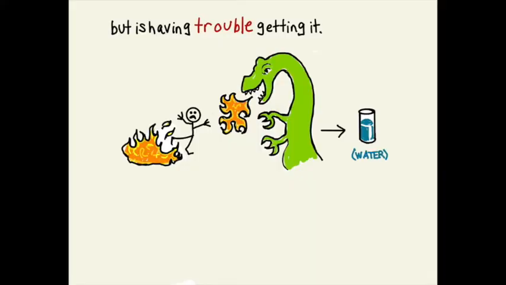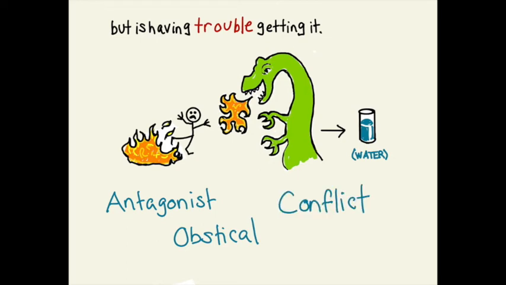Sometimes in first drafts, things are just too easy for the protagonist. Lucky coincidences help them along, antagonists don't put up much of a fight, problems are solved without too much trouble. But you need that trouble. The trouble is linked to all sorts of important terms we'll learn in this course, like antagonist, obstacle, and conflict.